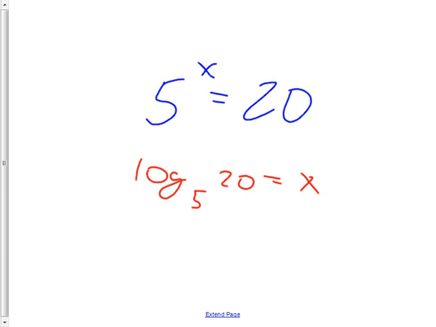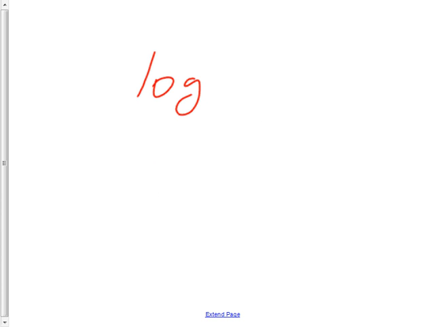So if you ever just see one that doesn't have a base, log 9, you might be like, Mr. Server, it doesn't say what base it is. By not saying what base it is, it's saying what base it is. Base 10.